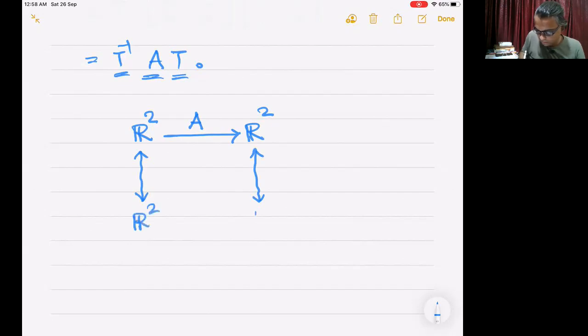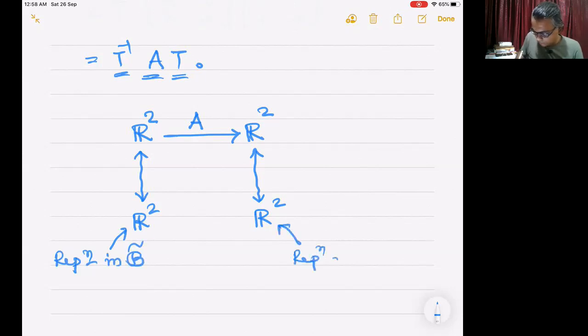So this R2 is the representation of the vectors in the new basis B tilde. Here also, representation in the new basis B tilde. And how was this related? This mapping in this direction was given by T inverse, and in the opposite direction was given by T, because you take a representation in the new system, multiply this by T, you get back the old representation.